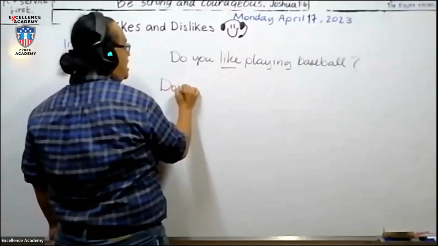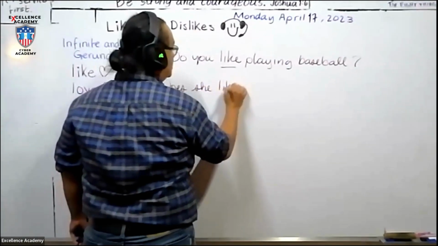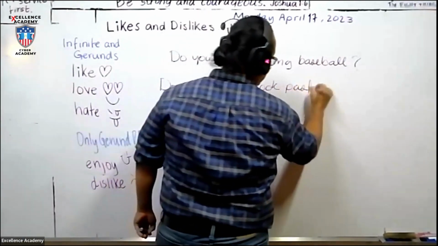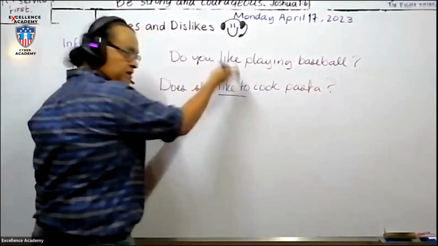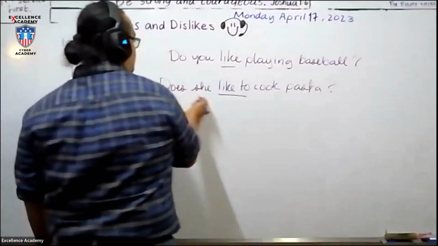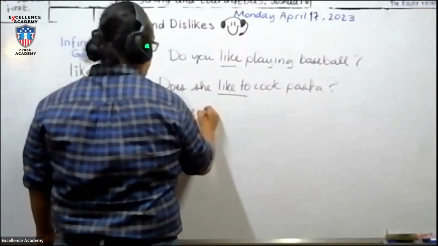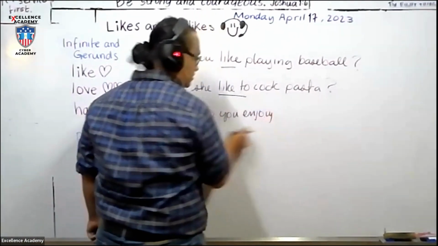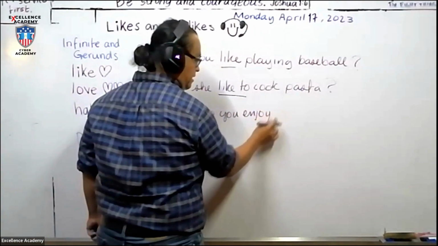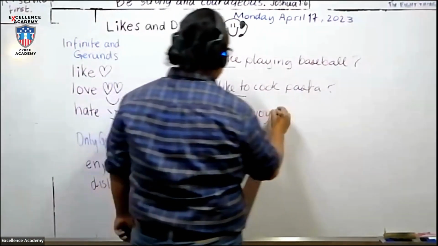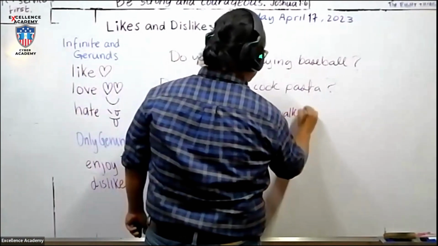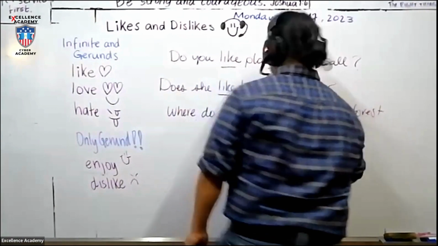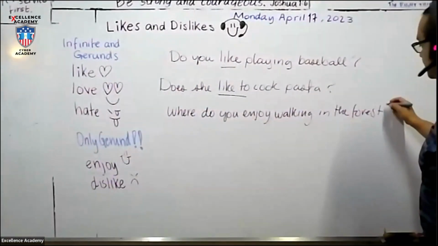Okay. "Does she like to cook pasta?" Right, this is an infinitive. I can use like with both, and with the verb enjoy, right? Like, "Where do you enjoy..." With enjoy, what do I need to say? Enjoy walking. "Where do you enjoy walking in the forest?" Right.